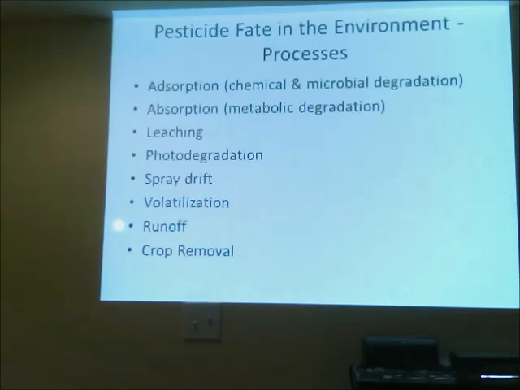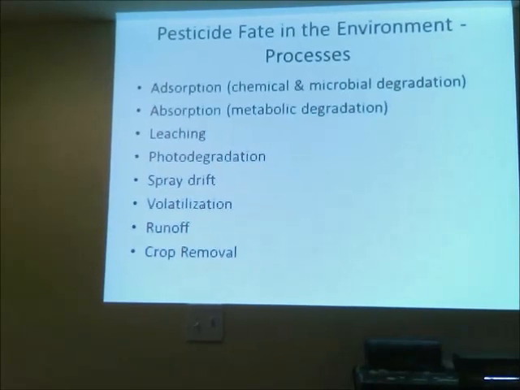Another thing is runoff. When pesticides are applied, and especially when they're over-applied, and if there is a lot of rain, this material can not only leach through the soil, but can actually run onto a neighbor's property, or worse, the runoff might go into a stream, and that could contaminate the stream as well. And another way that pesticides are removed is because the crops themselves are harvested. If the pesticide is on the crop, then we move the pesticide from its site of application, and now it's in the marketplace, or it's in the consumer's hands, or in your home.